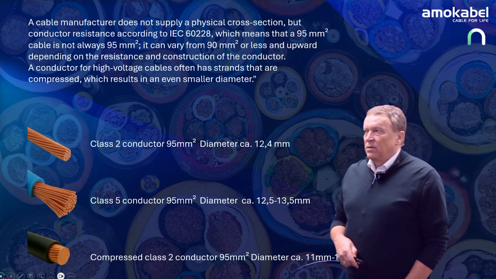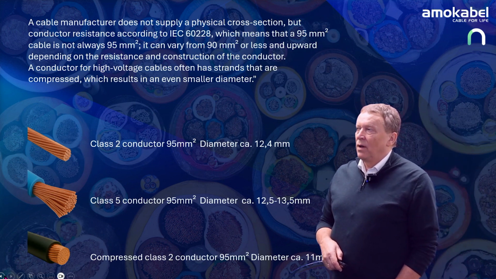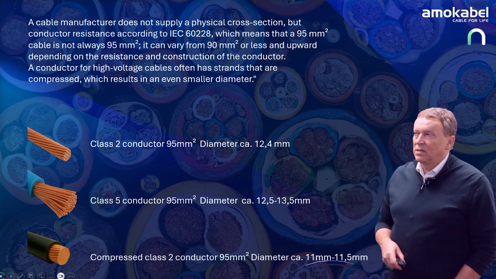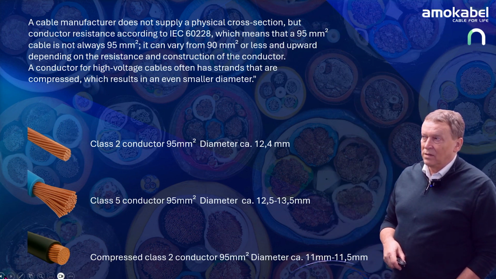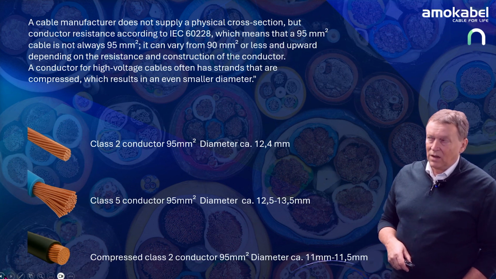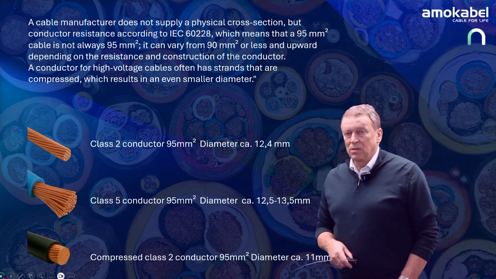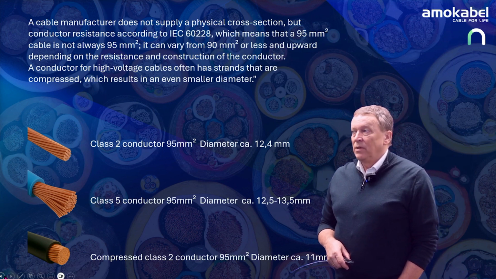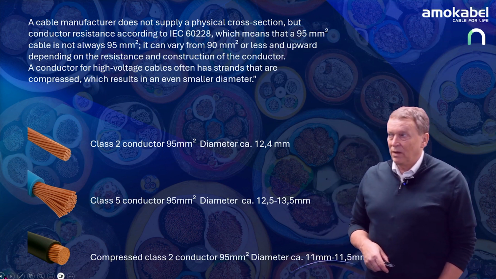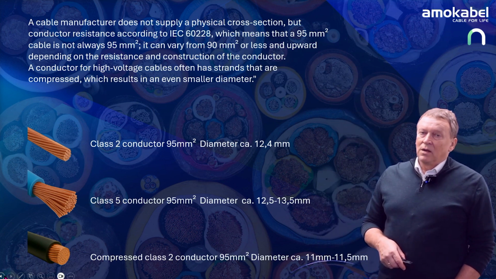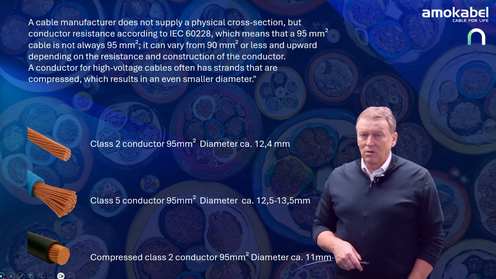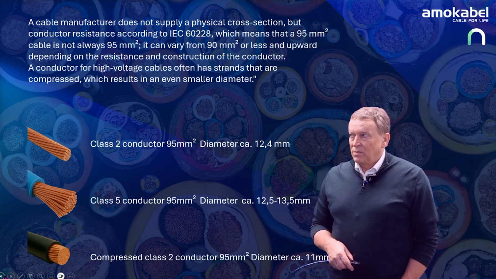A cable manufacturer like us does not supply a physical cross-section, but a conductor resistance according to IEC 60228, which means that a 95 square millimeter cable is not always 95. It can vary from 90 square millimeters, for example, or less, depending on the resistance and the construction of the conductor. A conductor of a high voltage cable often has strands that are compressed, which results in an even smaller diameter.